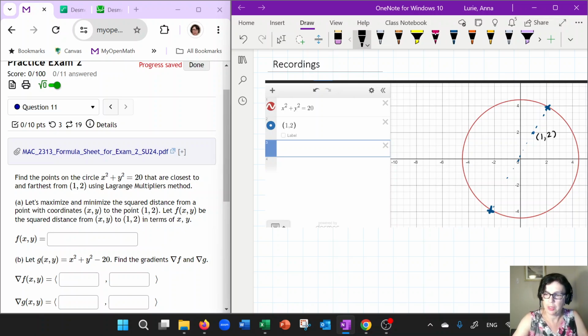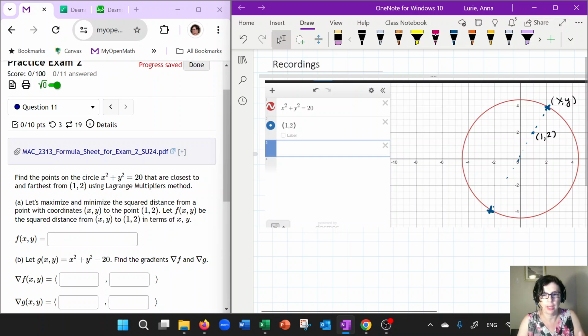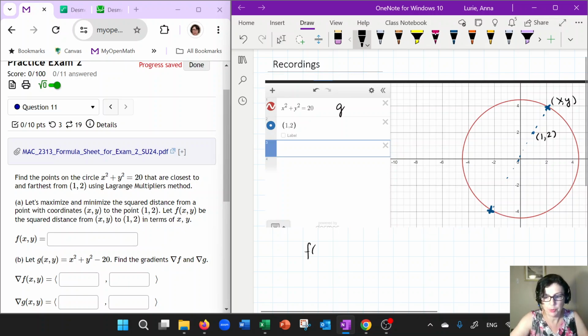But generally speaking, you have a point with coordinates x, y, and we know that it satisfies the constraint x squared plus y squared equals 20, which usually we'll call this function g. That's the constraint. But function f is the function we're trying to maximize and/or minimize. In this case, we actually want both. So what we want is to maximize and minimize the distance from (1, 2).